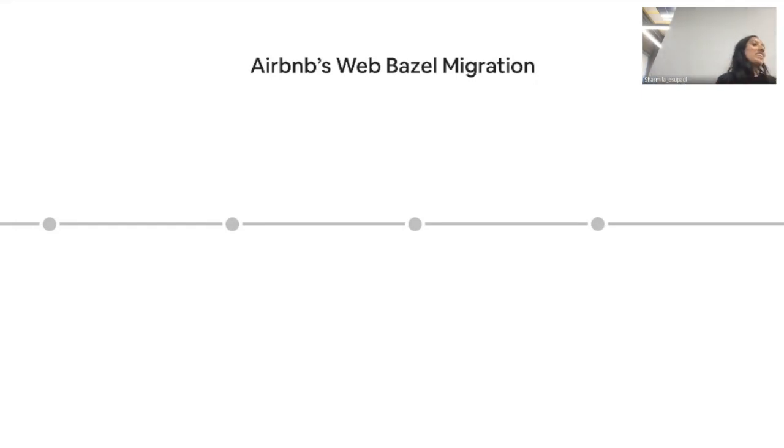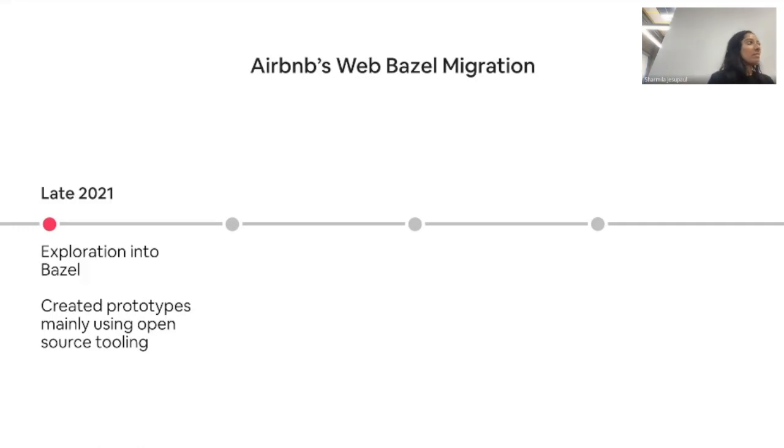And you're a web engineer and you know nothing about this, but you're very excited to try it because there's promise that your developers will be more productive. So that's where we started in late 2021. Airbnb began its exploration into Bazel. Mainly, we took things off the shelf. So we started creating prototypes using open source tooling.